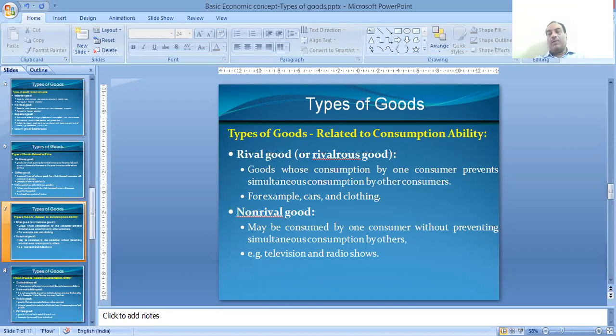Then a non-rival good may be consumed by one consumer without preventing simultaneous consumption by others. So the best example is television shows, radio shows. It is coming, and every person in the house or in the locality can watch. Its use can't be stopped. Its consumption can't be stopped simultaneously. So it can be simultaneously consumed.